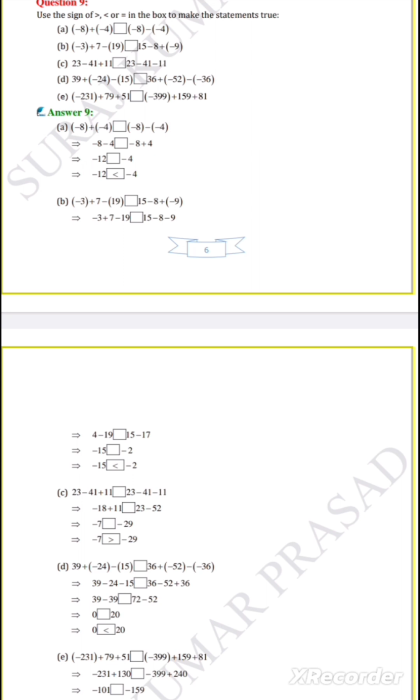And fifth equation is minus 231 plus 79 plus 51 and minus 399 plus 159 plus 81. Minus 231 plus 130 and other side minus 399 plus 240. Minus 101 and minus 159. Minus 101 is greater than minus 159. So let's write greater than symbol there.